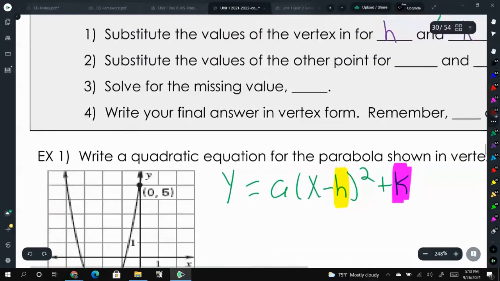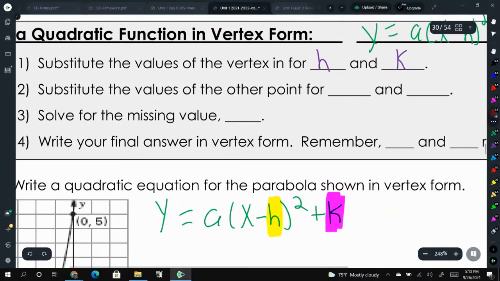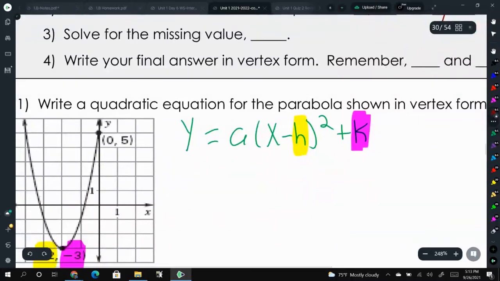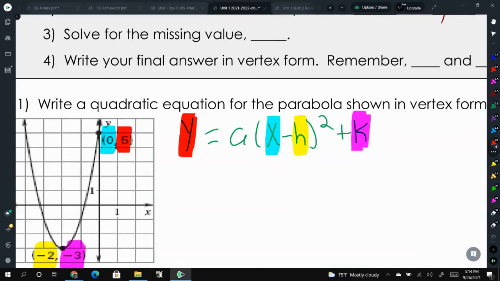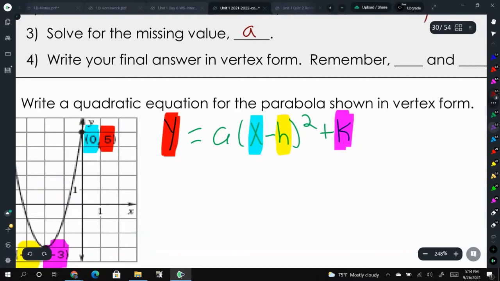Now we look at the point. We have another point on this graph that we can substitute for x and y. So let's highlight again. See, we have x and we have y. And you'll notice that the only thing I don't have highlighted is that missing a value. So we're going to solve for that missing a value. We can go ahead and do that.